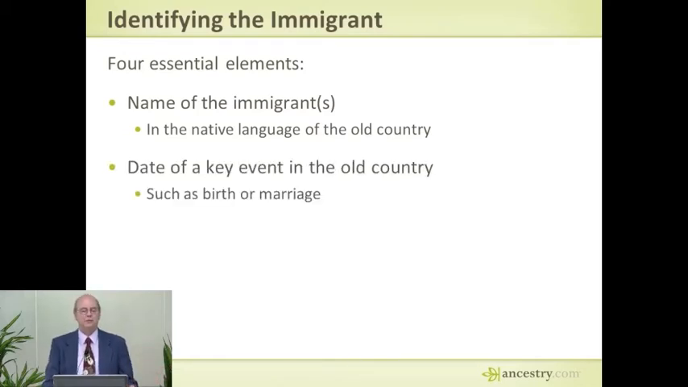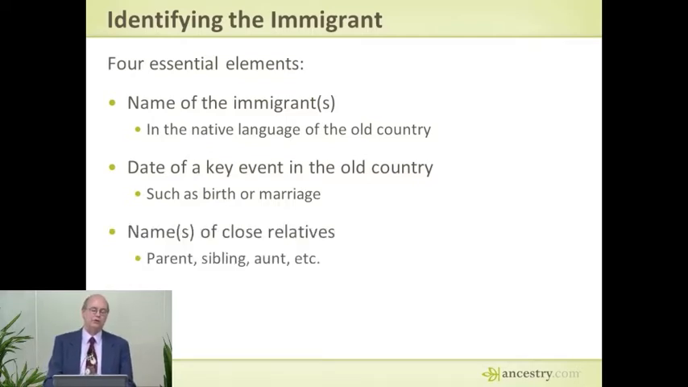Second, you need to find a key event, the date of a key event over in the old country. It could be the person's marriage, it could be the person's birth, any major event that happened in the old country. Obviously they didn't die in the old country or they wouldn't be an immigrant. But if they were confirmed and you have that confirmation date in the old country, that's useful. But we need something to be able to hang our hat on, hang our research on when we get into those records in the old country.